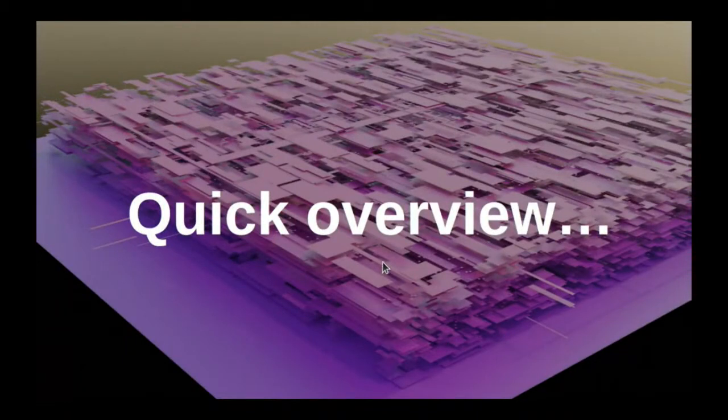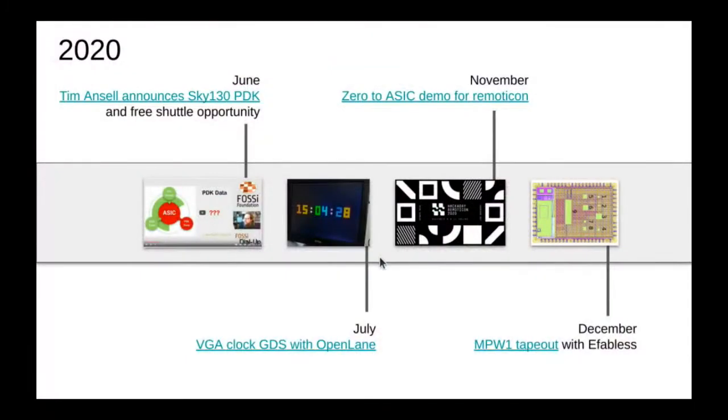So let's start with a quick overview of what's happened so far. Things have changed very rapidly. We had the first open source PDK announced in June of 2020, along with the free shuttle opportunity. And it was the free shuttle opportunity that really got me on board. I'd previously used QFlow, which is another open source ASIC tool, to put one of my FPGA designs through and get the GDS files, which are the files we send to the foundry to get the chips made. But the experiment kind of ended there.